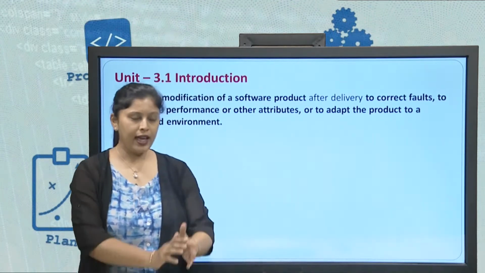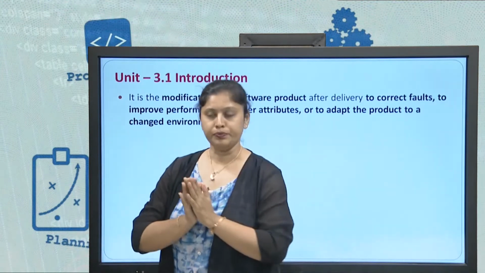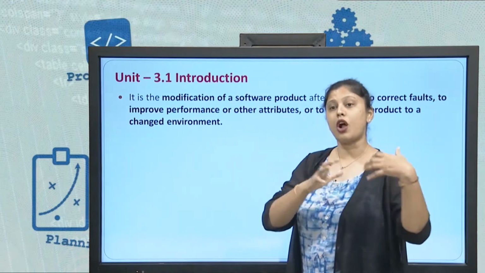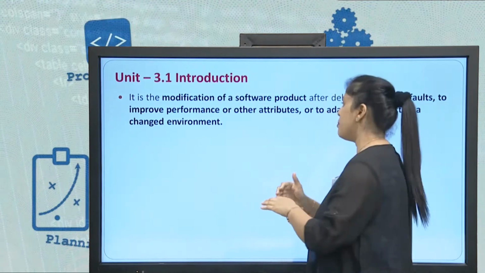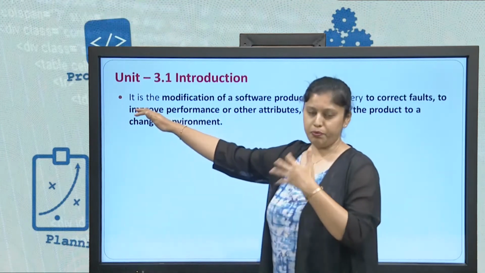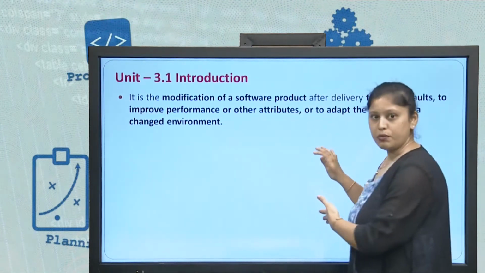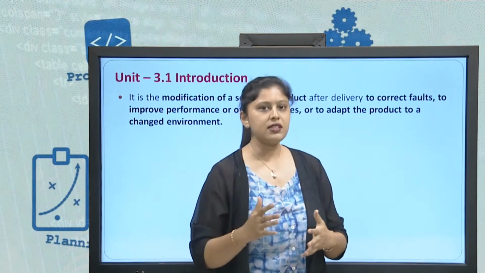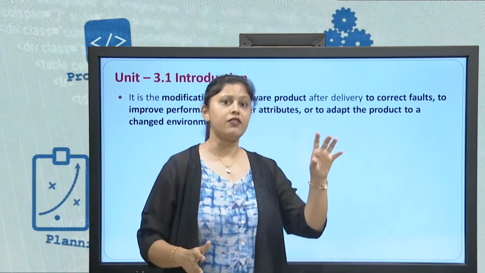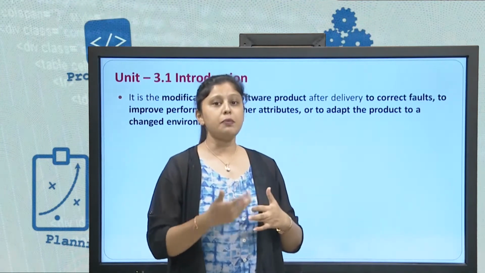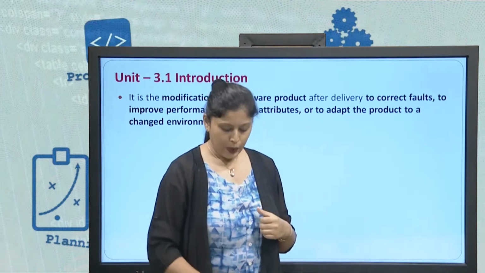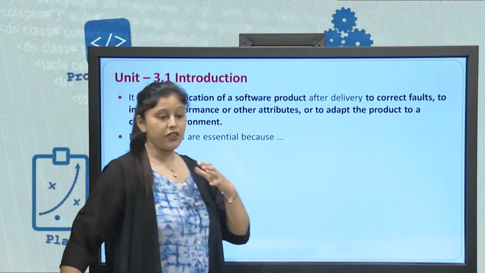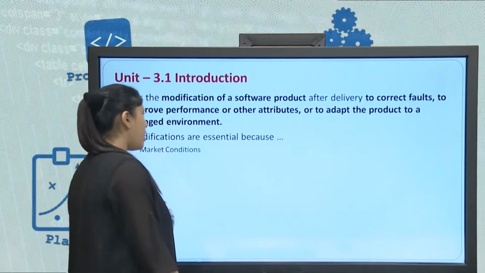So whenever I have my particular software already developed, and I want to bring some modification in it, probably for a better performance, to improve its performance or other attributes, we generally are doing software maintenance. So software maintenance is nothing but basically modifying already developed software to increase the performance, to increase the efficiency of the work. Modifications are essential, but why do we require our software to be modified? Let us see what are the reasons for it.